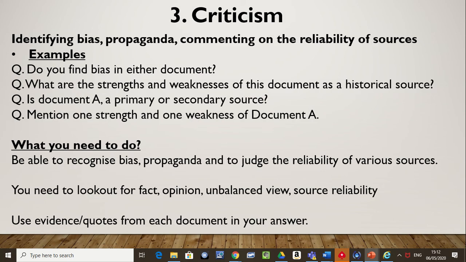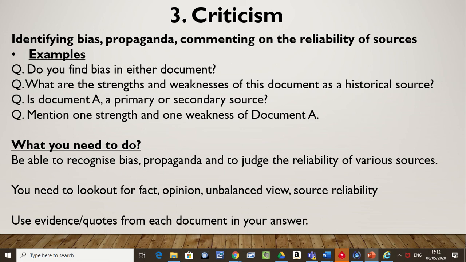The third section in the documents-based question is a criticism section, okay? And basically in this, you're looking for any sign of weakness or unreliability in any of the sources, okay? So in this section, you have to identify bias, propaganda, and comment on the reliability of sources, okay? So, comment on how good something is as a historical source.